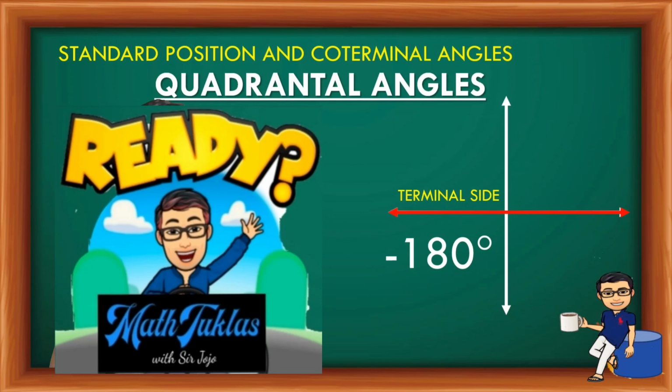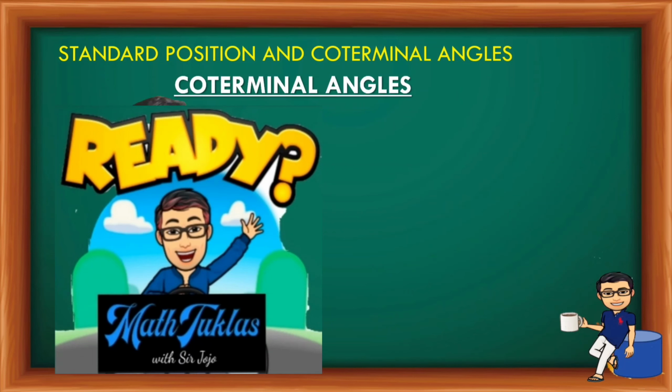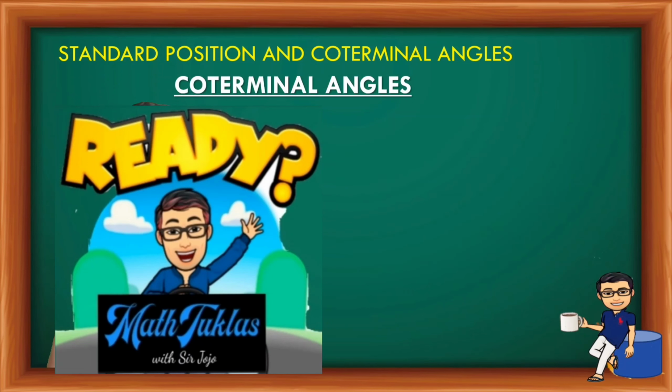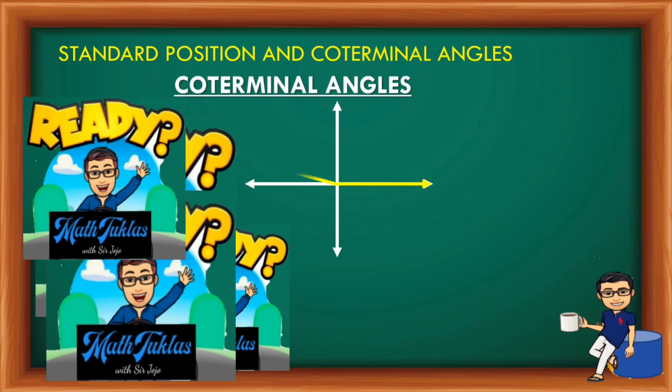So this time around, let us continue knowing about the coterminal angles. So ano nga ba itong coterminal angles? Angles that have the same initial and terminal sides are coterminal angles, or they are coterminal. Somewhat like this illustration. If we have this angle, that yellow one, consider that the measure of the angle given, the yellow one, is 170 degrees.